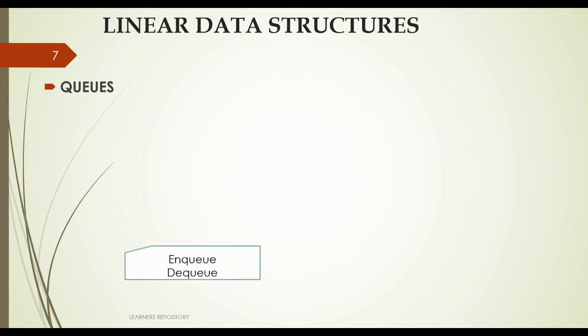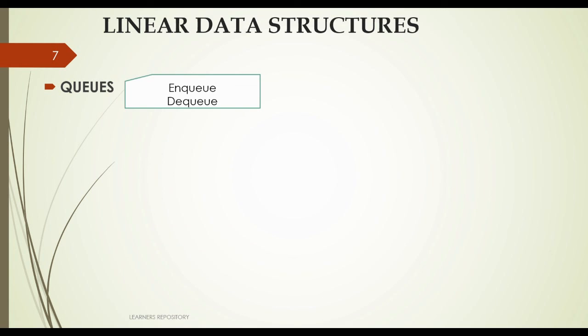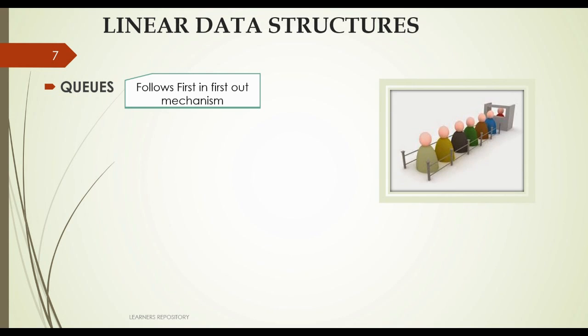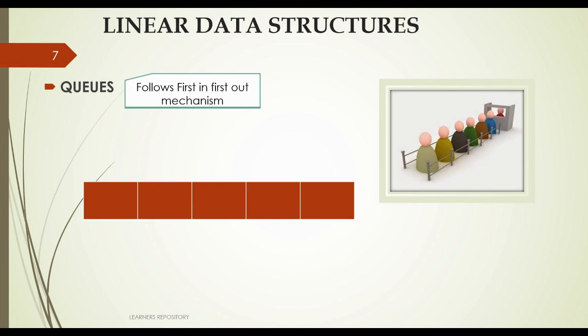Moving on to queues. Queue has two main operations, namely enqueue and dequeue. Enqueue is similar to insertion and dequeue is similar to deletion. It follows first in first out mechanism. We have seen this queue in so many places like ticket reservation counter, toll gates and all. The person who goes first will be served first. Similarly here the element which is inserted first will be deleted first. So this is how we represent queue in memory.